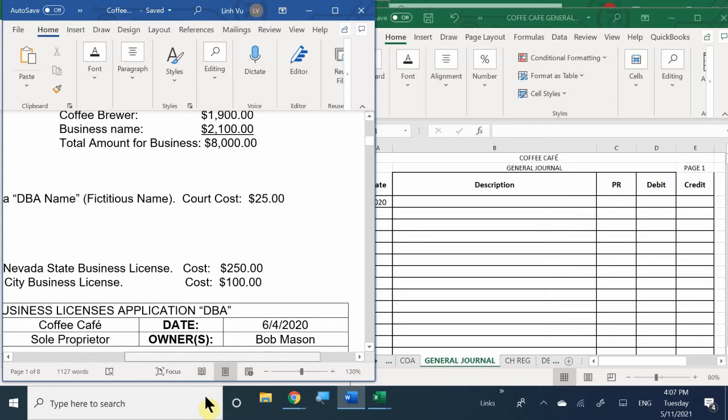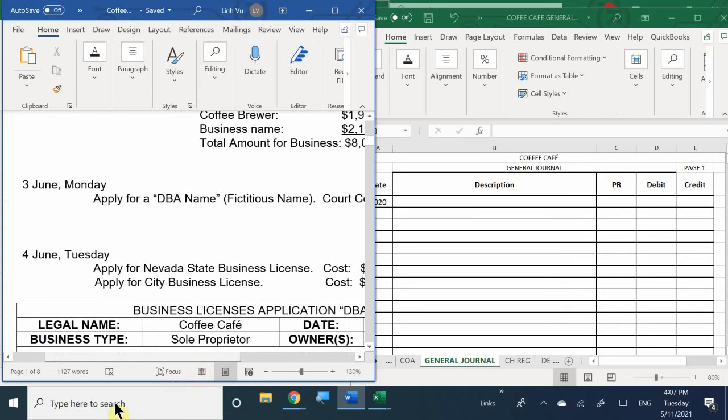Because the city determines what taxes you need to file. And on top of that, you also need to register your business in the prospective state that you are planning to do your business in. So again, you need to apply to both the state and the city, okay? And again, those costs to file, right? It cost me $250 to apply for the state, and $100 to apply for the city, okay?